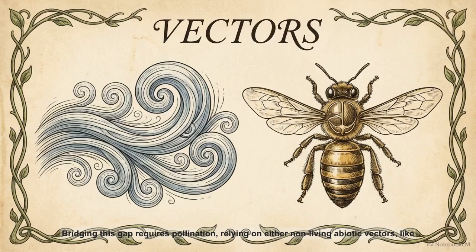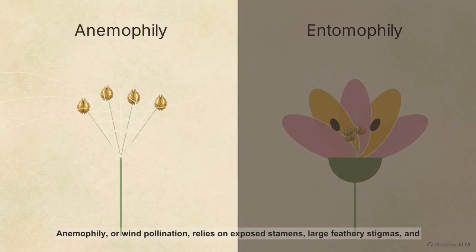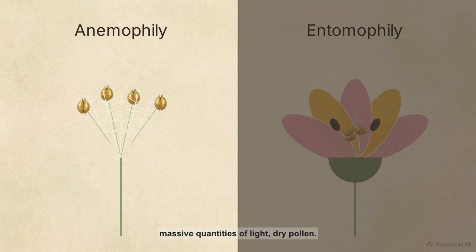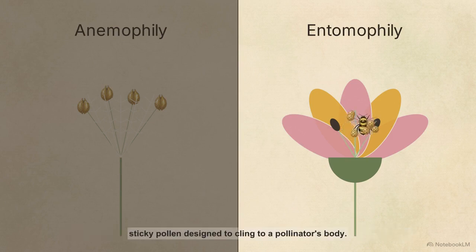Bridging this gap requires pollination, relying on either non-living abiotic vectors like wind or living biotic vectors like animals. This comparison shows the two strategies. Anemophily, or wind pollination, relies on exposed stamens, large feathery stigmas, and massive quantities of light, dry pollen. Entomophily, or insect pollination, utilizes colorful petals, nectar rewards, and heavy, sticky pollen designed to cling to a pollinator's body.